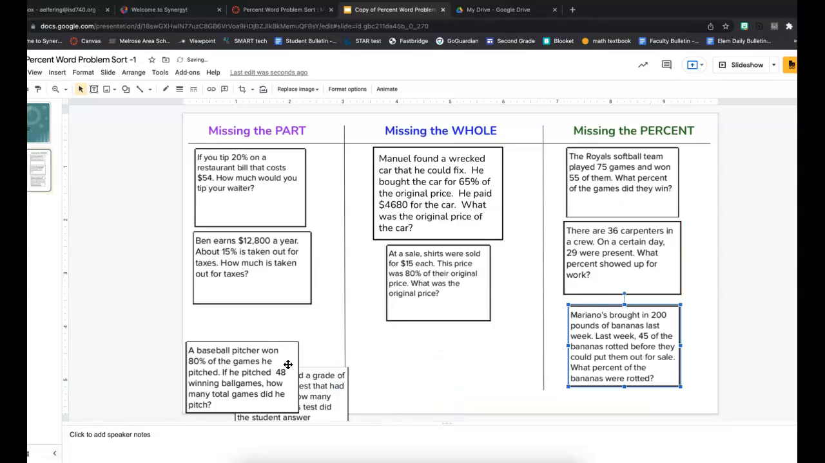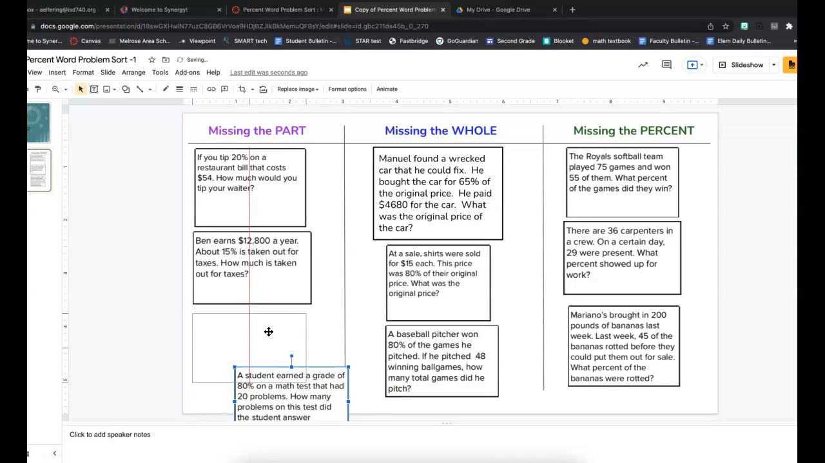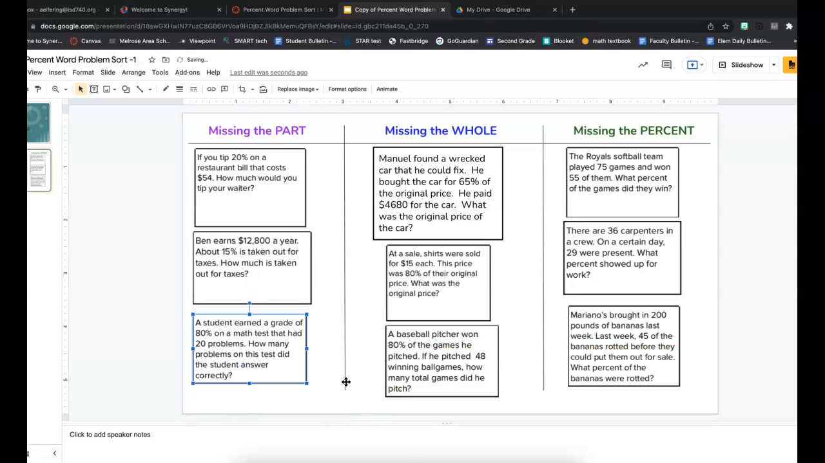A baseball pitcher won 80% of the games he pitched. If he pitched 48 winning ball games, how many total games did he pitch? Go ahead, Maverick. Missing the whole. And that means, hopefully, a student earned a grade of 80% on a math test that had 20 problems. How many problems on this test did the student answer correctly? Missing the part, because we already know there were 20 problems on the test. Okay, we're okay with that.